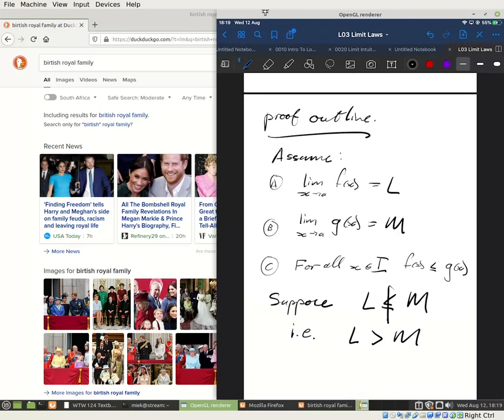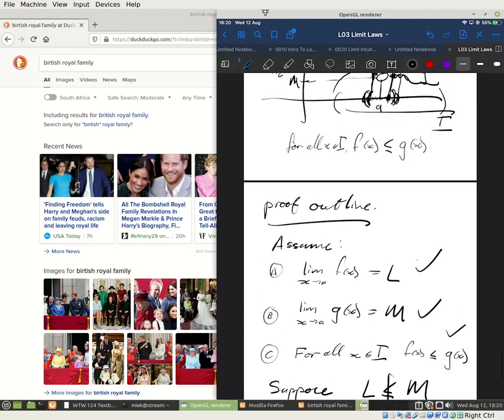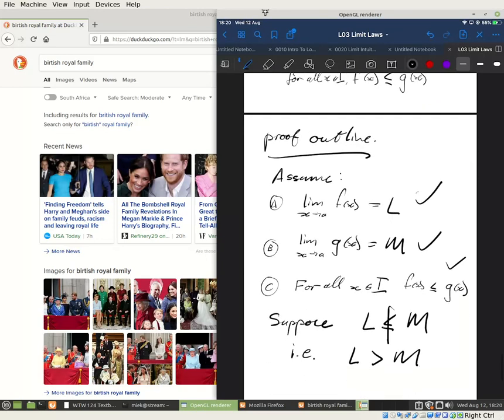So we assume the following. Assume that the limit of f is L, assume the limit of g is M, and for all points x in I, f of x is less than or equal to g of x.